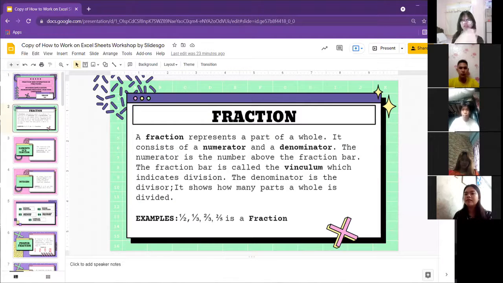A fraction represents a part of a whole. It consists of a numerator and a denominator. The numerator is the number above the fraction bar. The fraction bar is called the vinculum, which indicates division. The denominator is the divisor. It shows how many parts a whole is divided into. Examples: 1/2, 1/3, 2/3, and 2/5 are fractions.